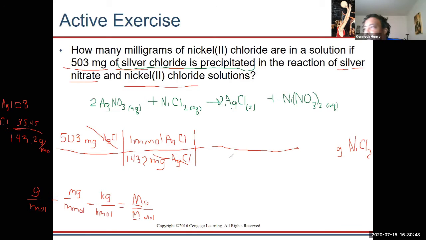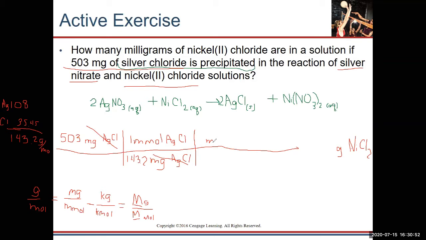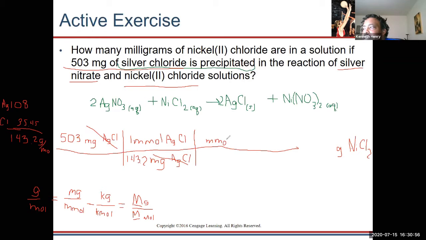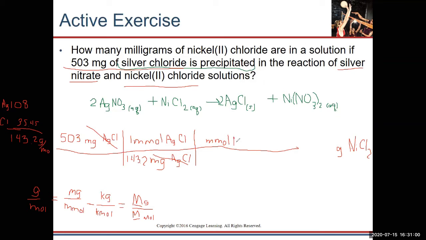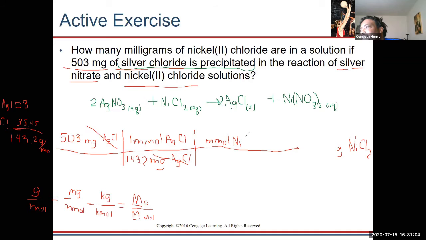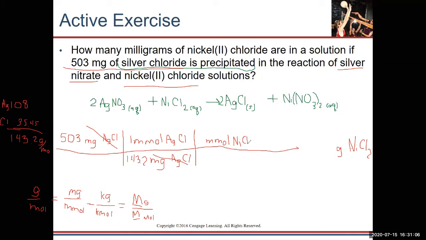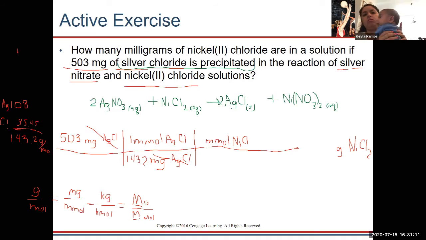I put nickel chloride, so I'm going to have moles of nickel chloride. Millimoles of nickel chloride. Millimoles. Yes, 1 mole equals 1,000 millimoles.